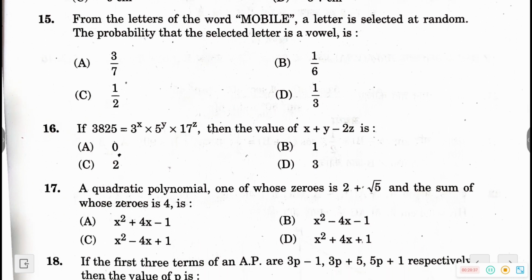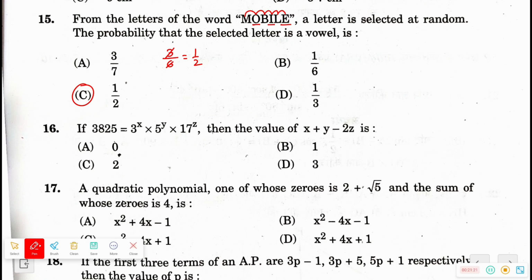Find the letters of the word MOBILE. From the letters of the word mobile, a letter is selected at random. The probability that the selected letter is a vowel. So you have to see how many vowels are there in this: 1, 2, 3, O, I, E. Vowels are 3. And total how many are there? 1, 2, 3, 4, 5, 6. Total 6 are there. So the probability formula is favorable by total. Favorable are 3, total are 6. So the probability is 1 by 2. So option C is correct. This is a simple question. Now question number 16 is first chapter again.